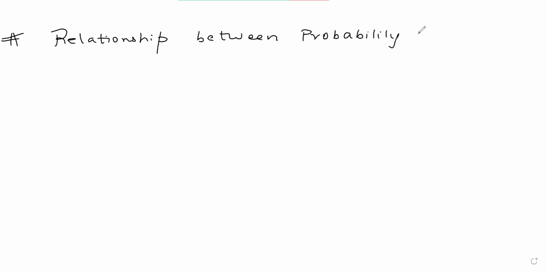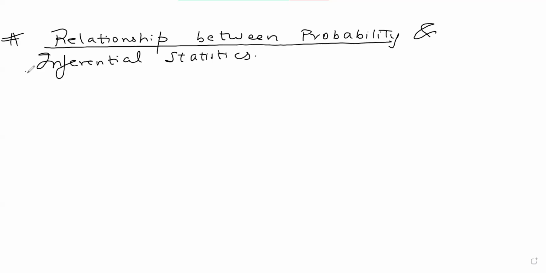Now, when we talk about inferential statistics, we also have something called probability. Okay, so students can now write the next heading, relationship between probability and inferential statistics. Remember, sampling is again connected with probability, concepts of probability. So students can start writing along with me, then we'll understand this.